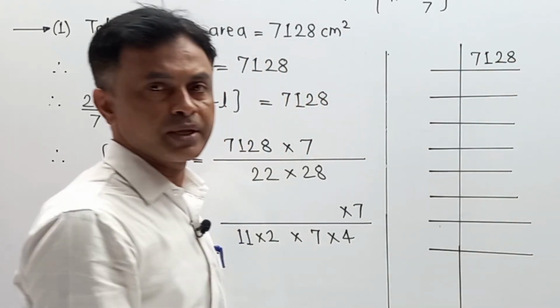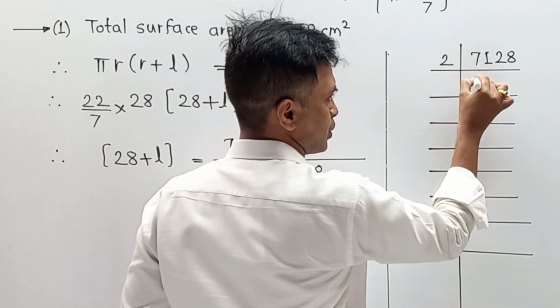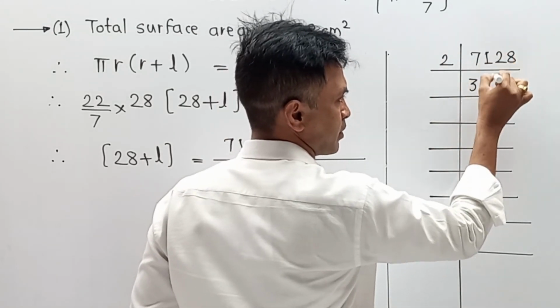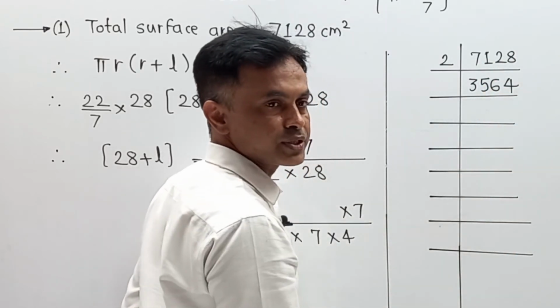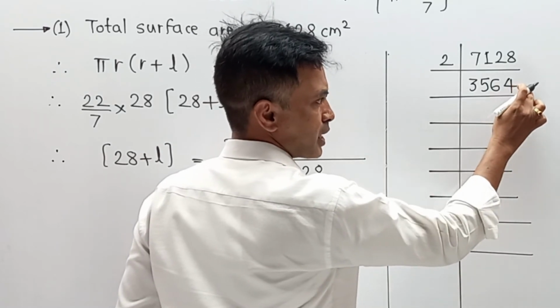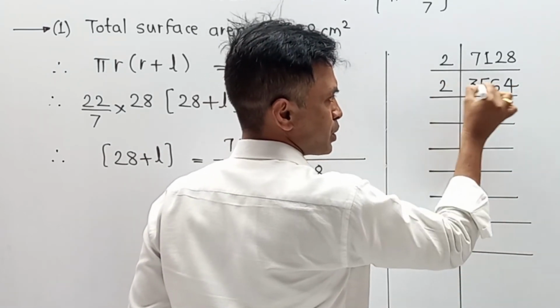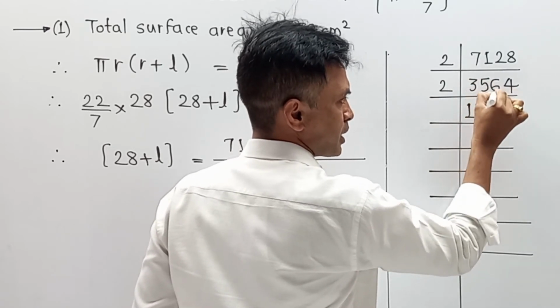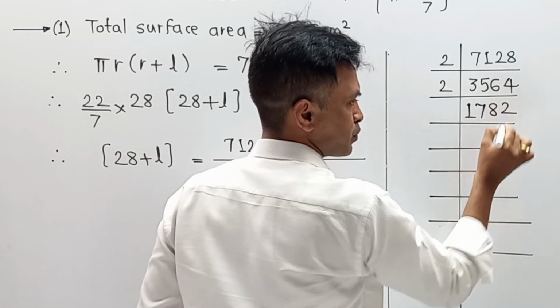7128. Simply first division by 2. So your part is 2. 2 3s are 6, carry 1, 11. 2 5s are 10, carry 1. 2 6s are 12 and 2 4s are 8. This is the first step of simplification. Again last digit is 4, so I am going to divide it by 2. 2 1s are 2. Next 2 7s are 14, carry 1, 16. So 2 8s are 16 and 2 2s are 4.